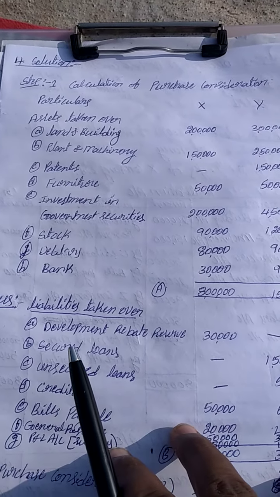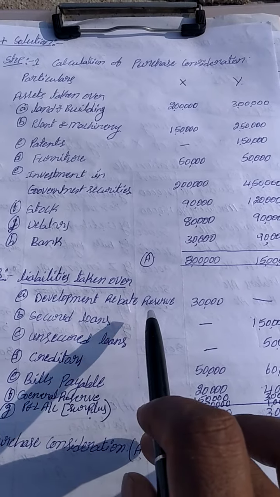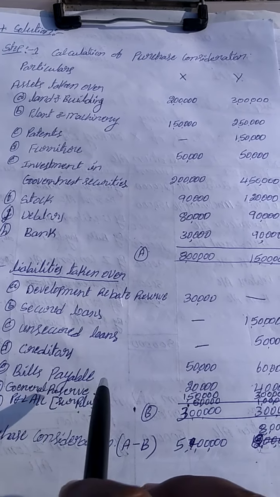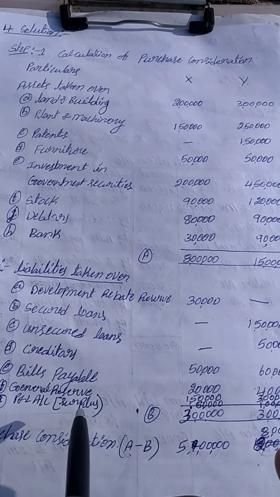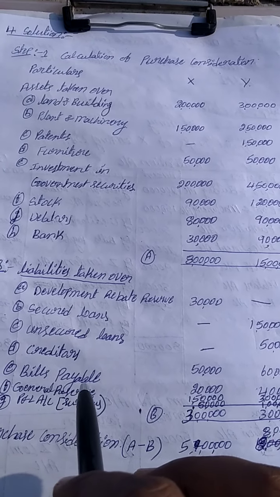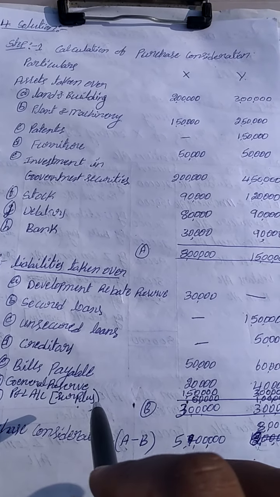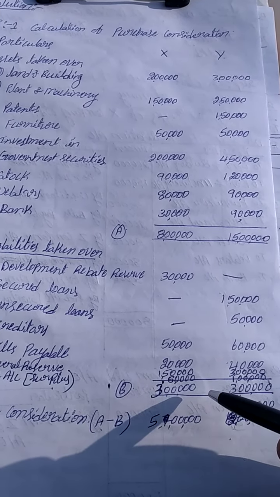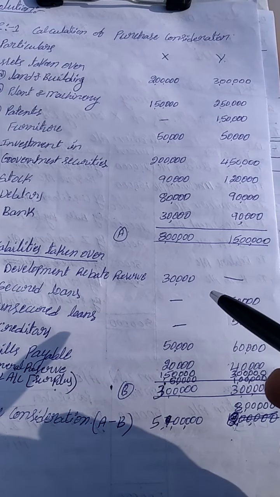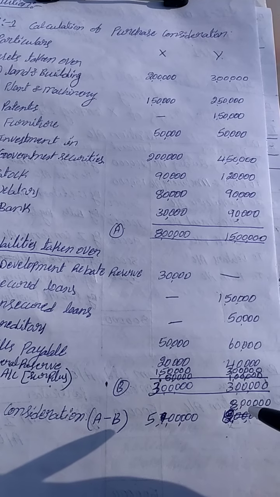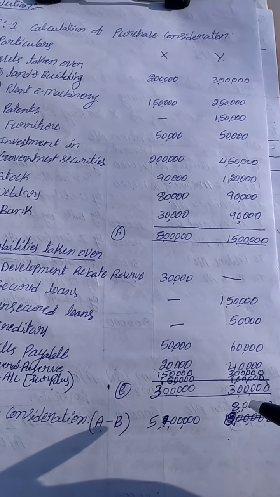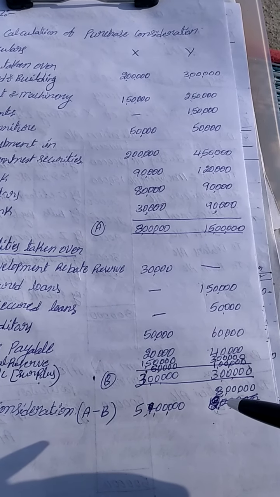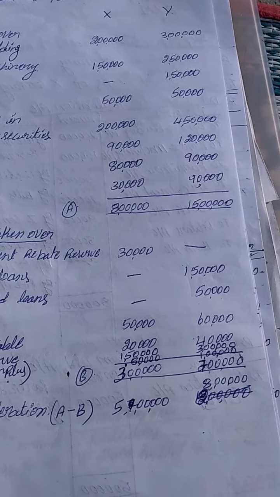Next, liabilities taken over, all liabilities: development rebate reserve, secured loan, unsecured loan, creditors, bills payable, general reserve, that is 1,50,000, profit and loss account, surplus, whatever is given in the question. Surplus is considered as profit and loss account, 50,000 and 1 lakh. Total together, total liabilities is 3 lakhs when it comes to X Limited. When it comes to Y Limited, total liabilities is 7 lakhs.